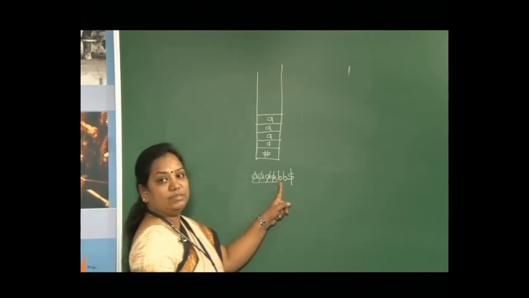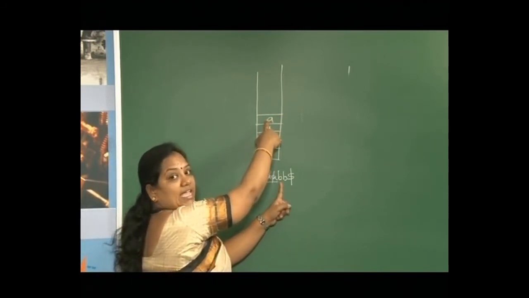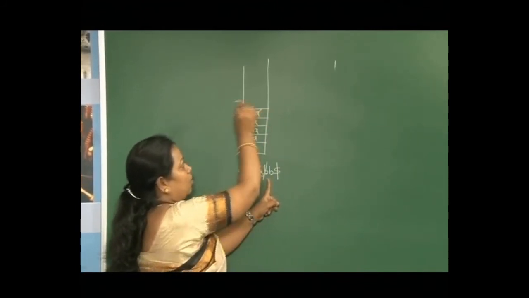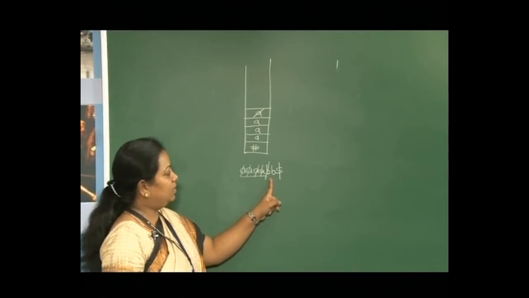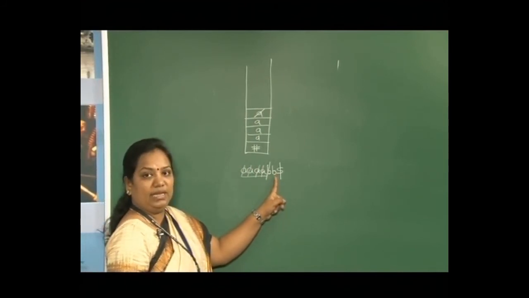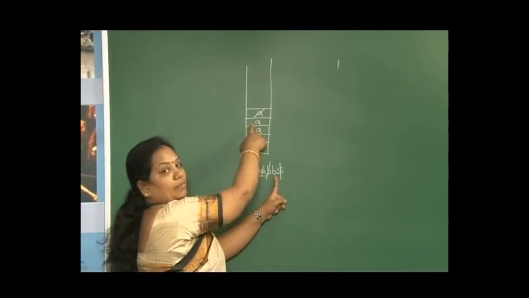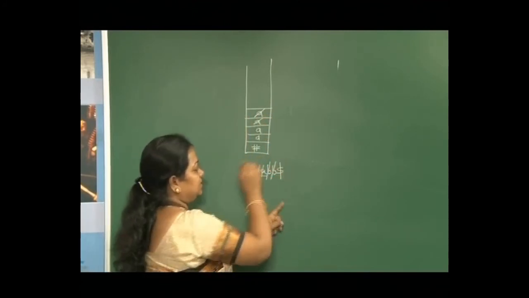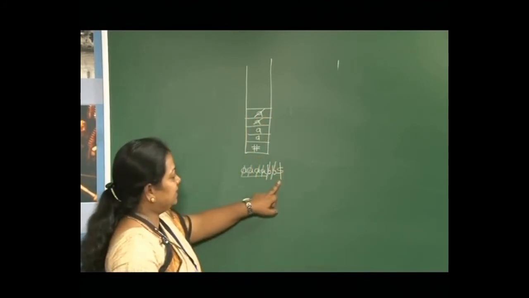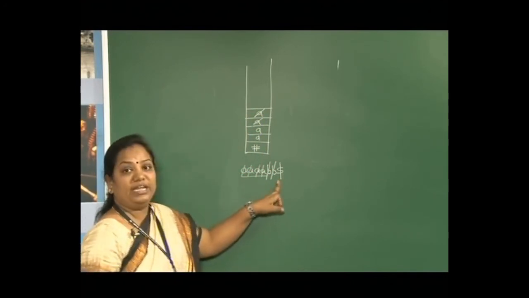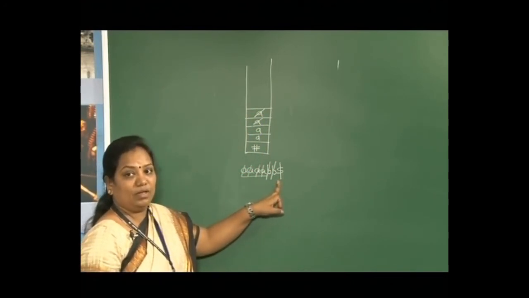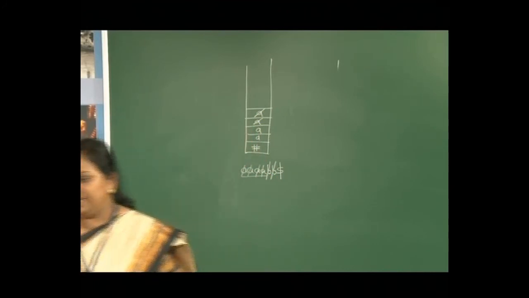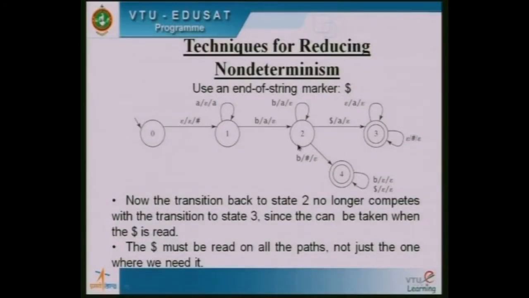Now, input is B, topmost element of the stack is A. So, what to do? B is consumed, topmost element A is popped. Then I came across a B. So, what to do? Topmost element is A, topmost element A is popped, B is consumed. Now, you can see here I have input dollar and topmost element is A. So, that is the transition from 2 to 3.